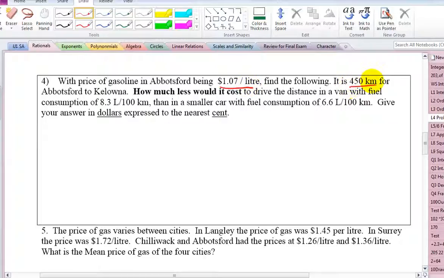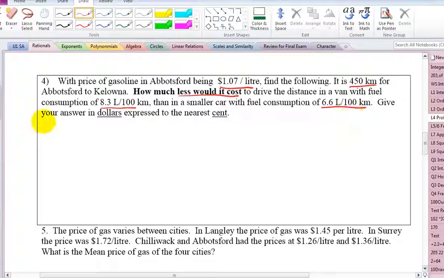Wait, 450 kilometers, Abbotsford to Kelowna. One dude's driving the gas guzzler, the other one, nice low consumption. So we want to know how much less would it cost to drive the cheap, nice gas saver car.